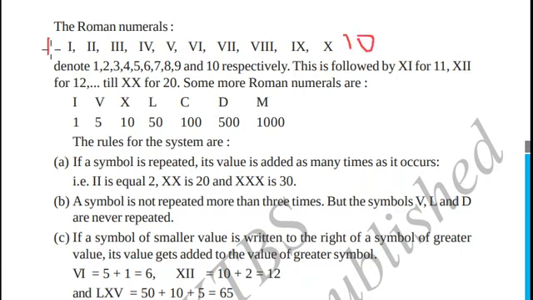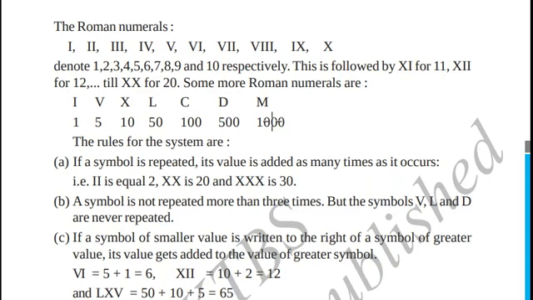I is equal to 1, II for 2, III for 3, IV for 4, and so on. There are some more Roman numerals. That is, we already saw I is for 1, V is for 5, X is for 10, L for 50, C for 100, D for 500, and M for 1000.